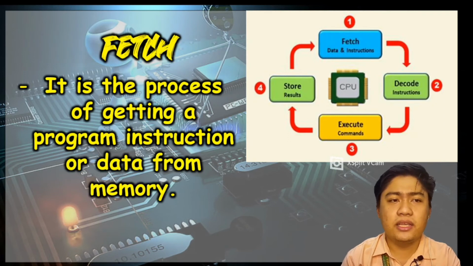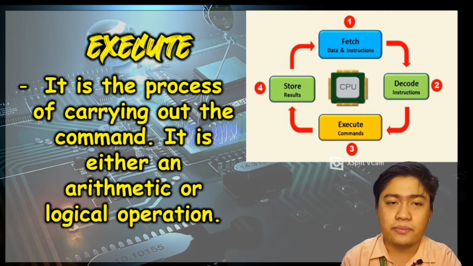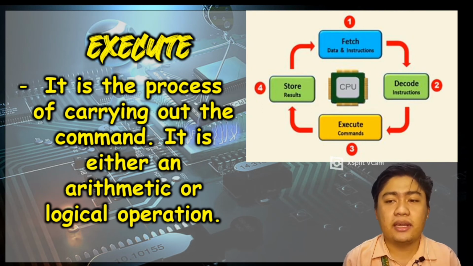So let's have first the fetch. Fetch is the process of getting a program instruction or data from the memory. The next one is decode. Decode is the process of translating these instructions or data that the CPU can understand and execute upon. And the next one is execute. This is the process of carrying out the command.